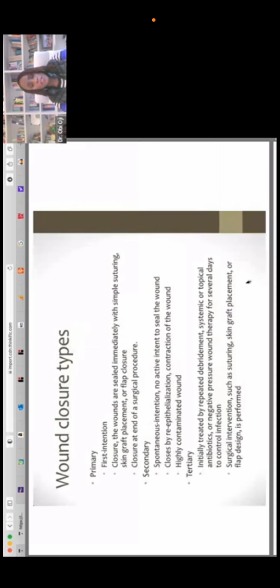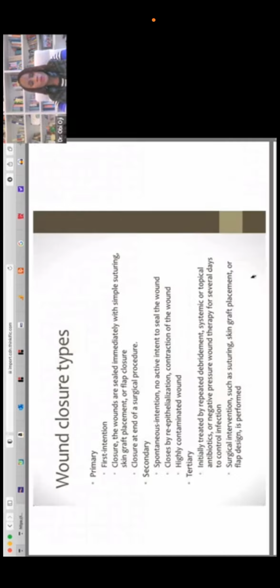And so once you make a decision that you're going to close it, then you want to use a simple suturing technique. You can decide to do a flap closure. Hopefully, that is what we do in primary care, urgent care settings. And really, primary first intention wound closure type is also used at the end of a surgical procedure.